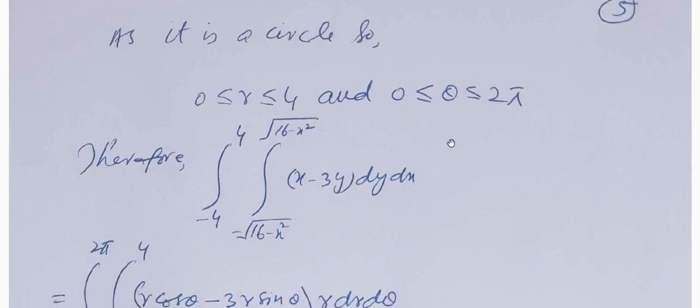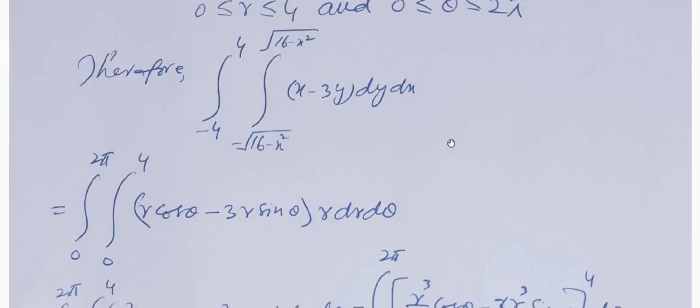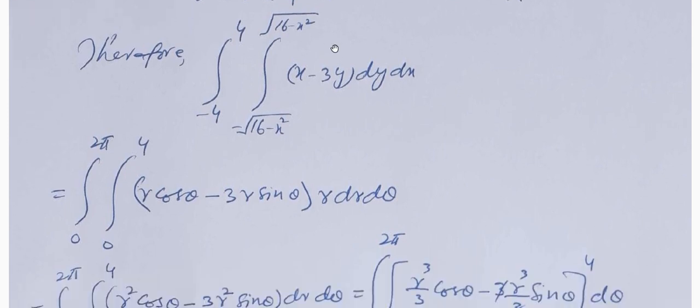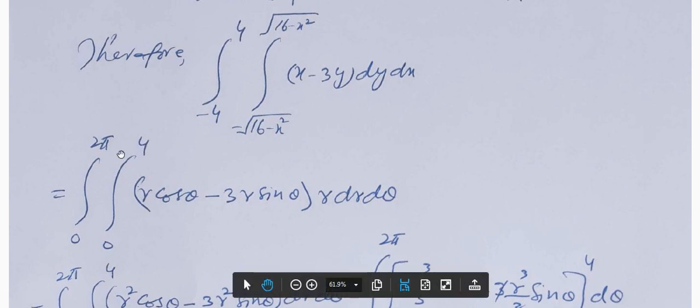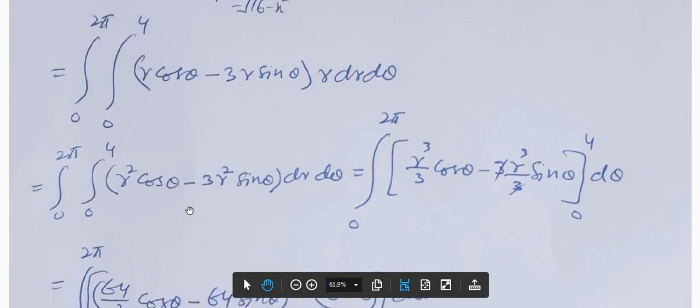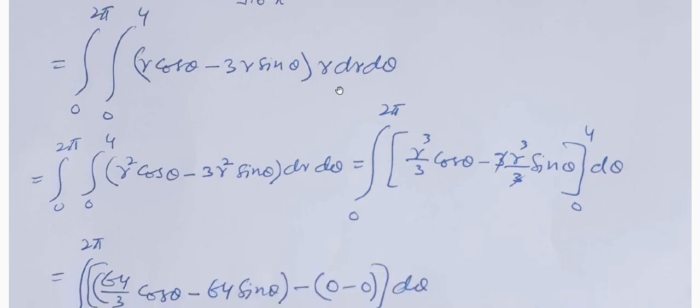Now you can replace all these limits. You replace x with r cosine theta, y with r sine theta, and dy dx you can replace with r dr d theta. Your radius varies from 0 to 4 and your theta varies from 0 to 2 pi, and the rest you have to solve. First you can multiply this r inside, so this will be r square cosine theta minus 3r square sine theta dr d theta.